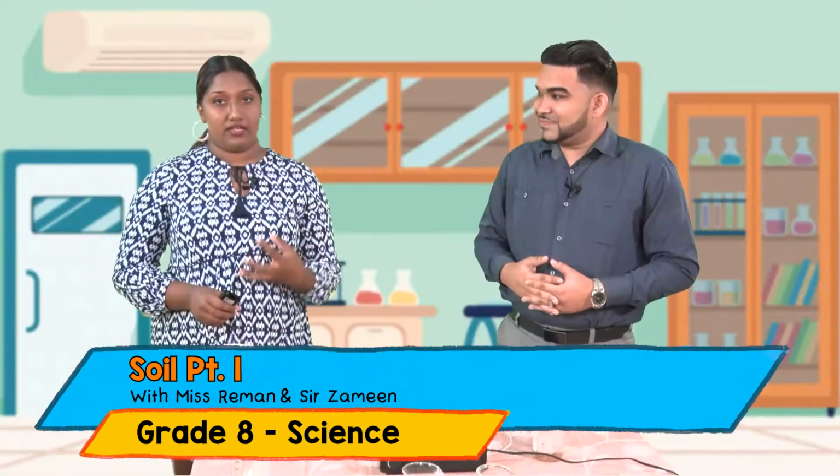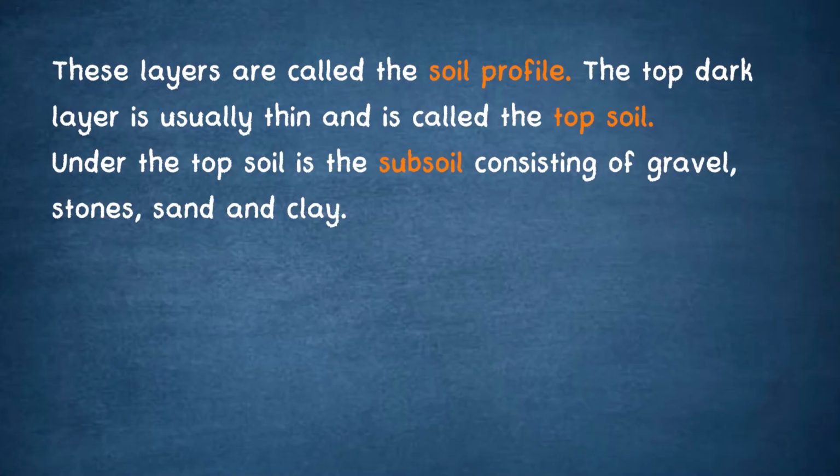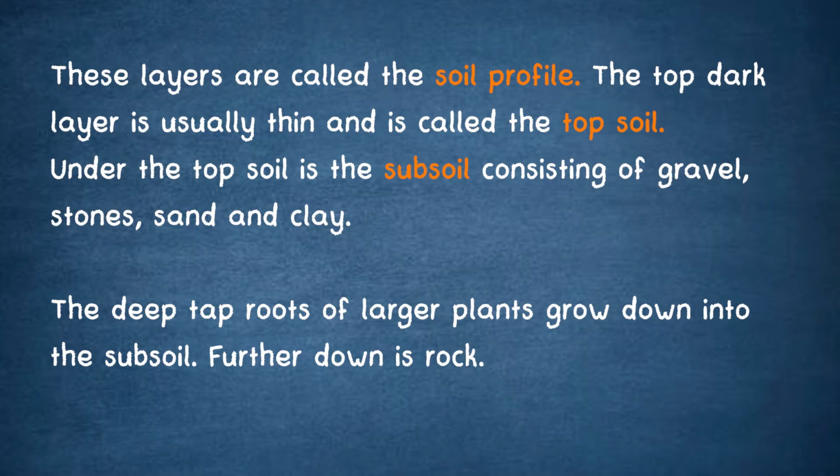Simply what we're talking about, boys and girls, is that these layers are called the soil profile. The top dark layer is usually thin and is called the topsoil. Under the topsoil is the subsoil, consisting of gravel, stones, sand, and clay. The deep tap roots of larger plants grow downward into that subsoil. Further down is what is called the rock.